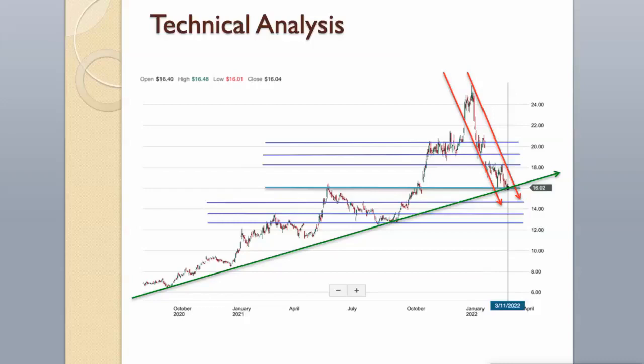The next support levels are around $13.50 and $12.50. Resistance levels are around $18.10 and $19.20. The next resistance level is around $20.30.